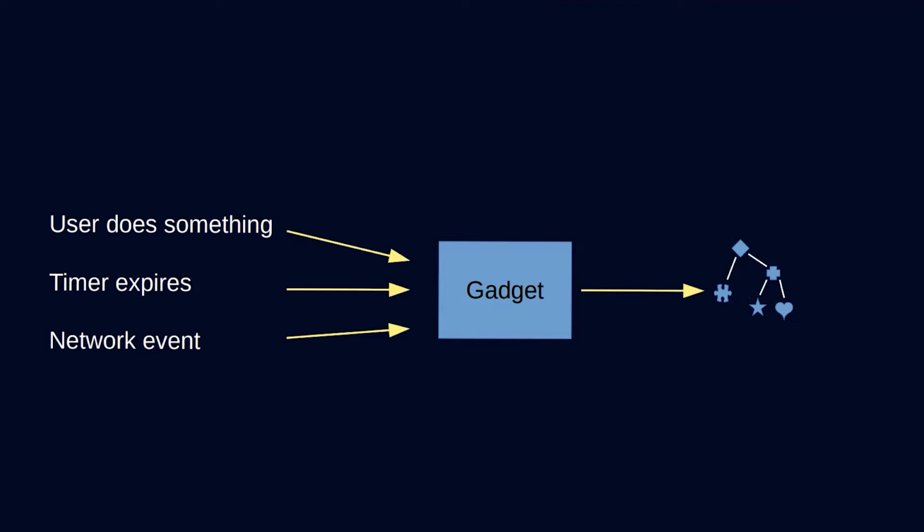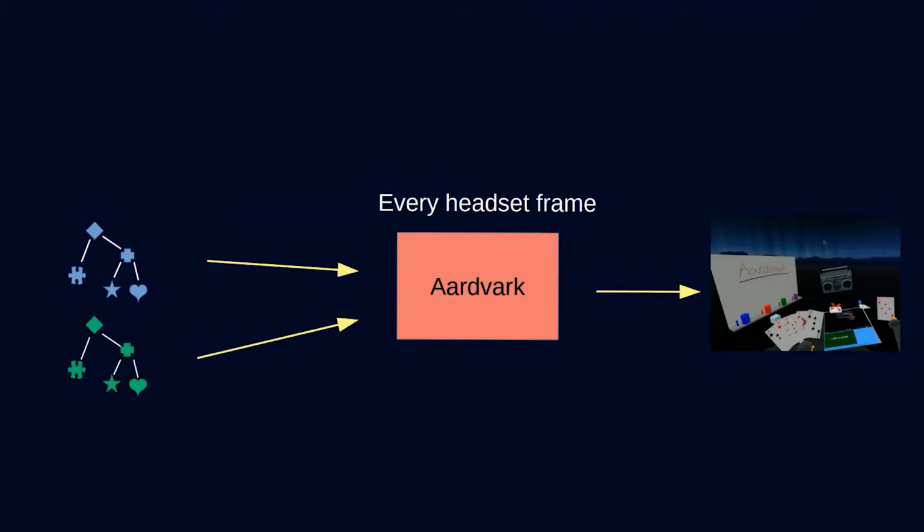For some gadgets, that might happen a few times per second. For others, it might happen once and then never happen again. It all depends on what the gadget is actually trying to do. All of those updated scene graphs are sent down to Aardvark, which remembers the most recent scene graph from each gadget. Then every time it needs to draw a new frame to show on the headset, it processes all those scene graphs and generates actual pixels to show users.